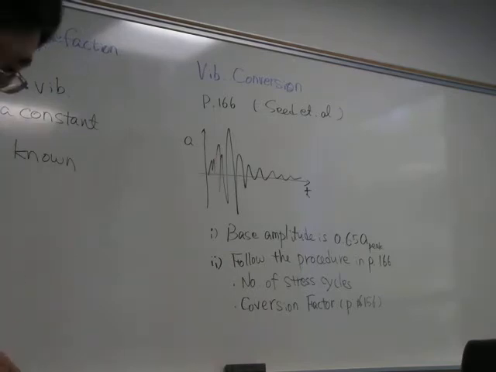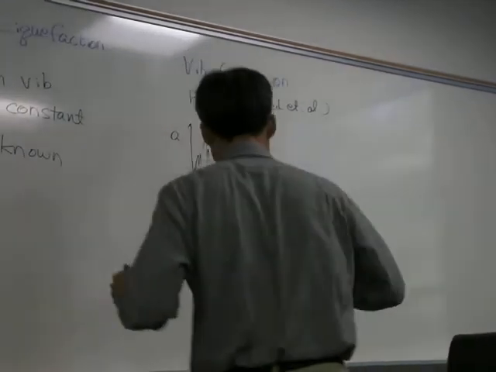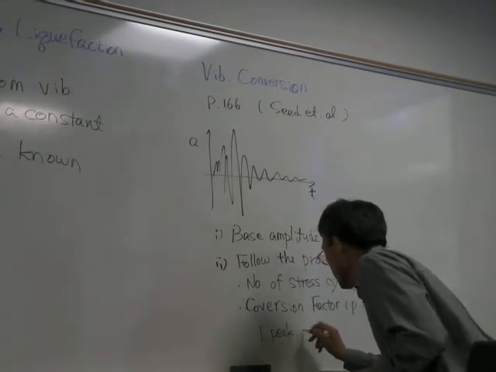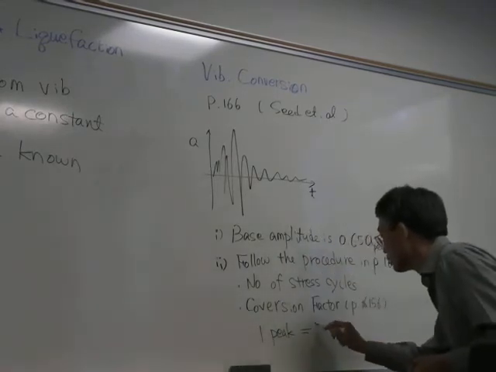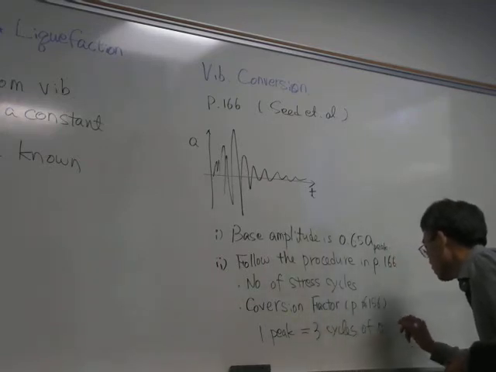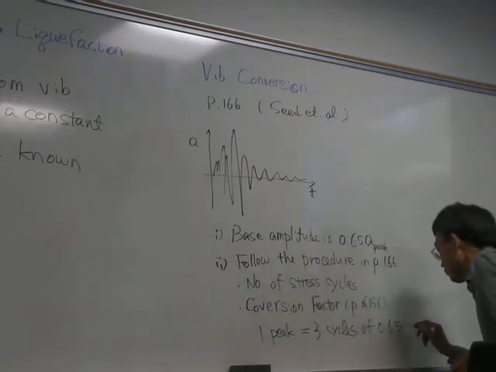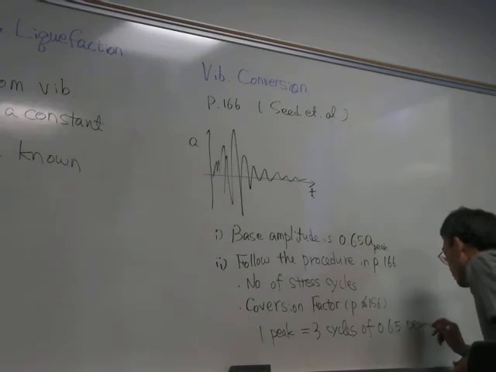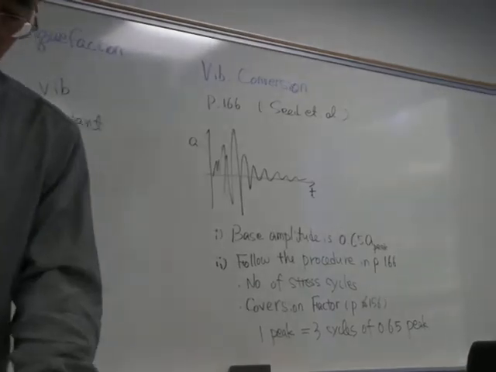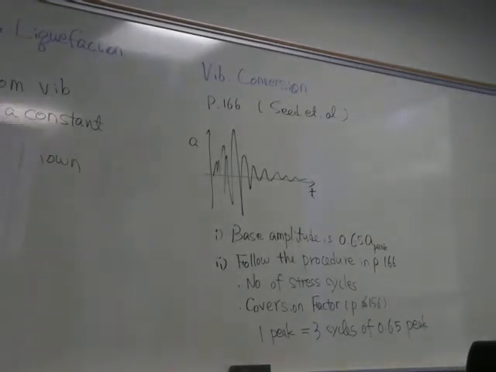That means 1 peak acceleration is equivalent to 3 cycles of 0.65 peak acceleration. So this table is really the table that shows the conversion factor.